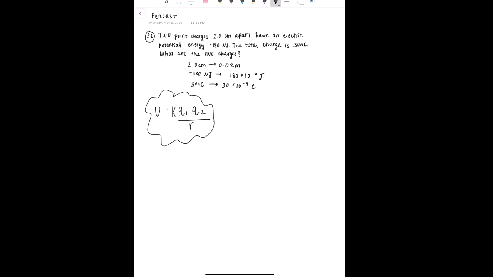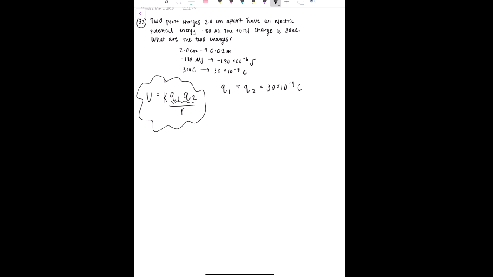Because it's saying the total charge is 30 times 10 to the negative 9 coulombs, we can write Q1 plus Q2 equals 30 times 10 to the negative 9 coulombs. And because we are going to have two unknowns in this equation, Q1 and Q2, we have to try to get it in terms of just one unknown versus two. So I'm going to try to keep everything in terms of Q1. I'm going to make Q2 equal to 30 times 10 to the negative 9 coulombs minus Q1.